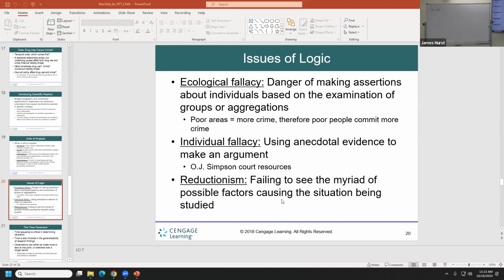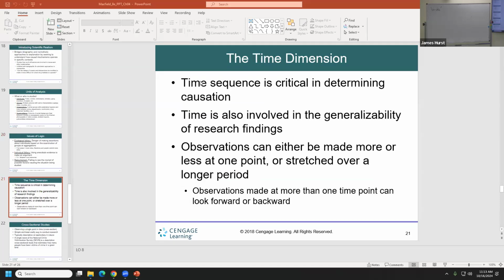All right. Reductionism. Failing to see the myriad of possible factors causing a situation to be studied. As I've been talking about that, we've been addressing it. There's a lot of stuff always going on. Boom. Next up, time dimension.